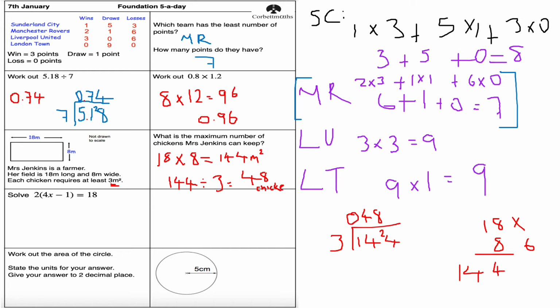Based on the information that is given, so based on the 18 meters wide by 8 meters in length. Okay, question number 5, guys.